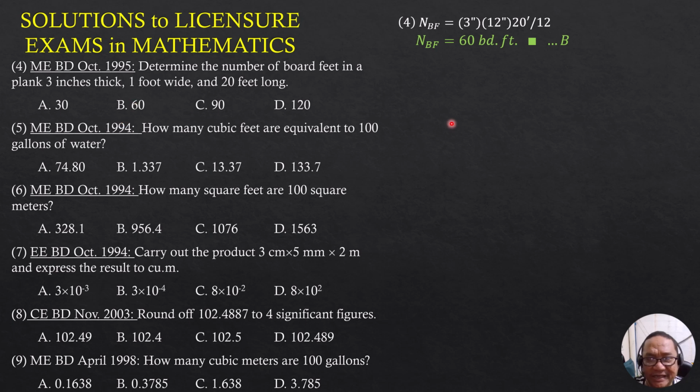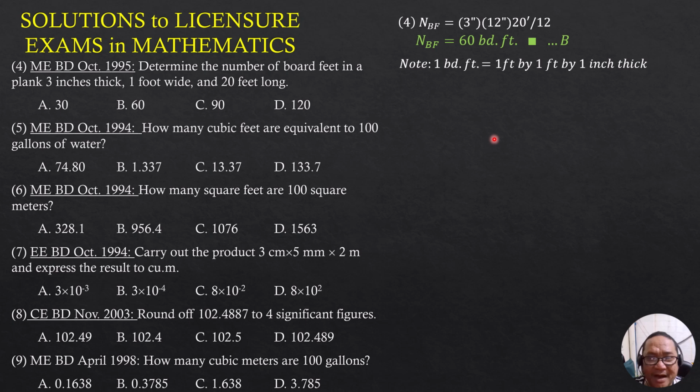So this is the idea. Another definition of one board foot, it is 1 foot by 1 foot by 1 inch thick. So that's the definition of one board foot. So I have a practical problem for you. I want you to answer this.